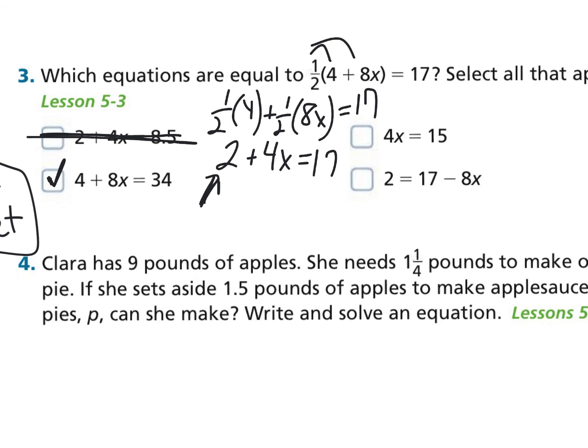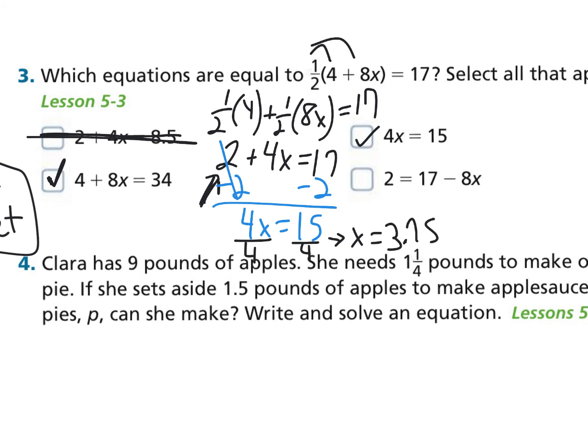The third one's got 4x equals 15. Well, if you were going to solve the equation, our next step would be to subtract 2. If you subtract 2, you'd get 4x equals 15, so that works. And then the last option doesn't look real great. One thing else you could do on these, if you actually solve this out, you would get 15/4, which would be 3 3/4 or 3.75.